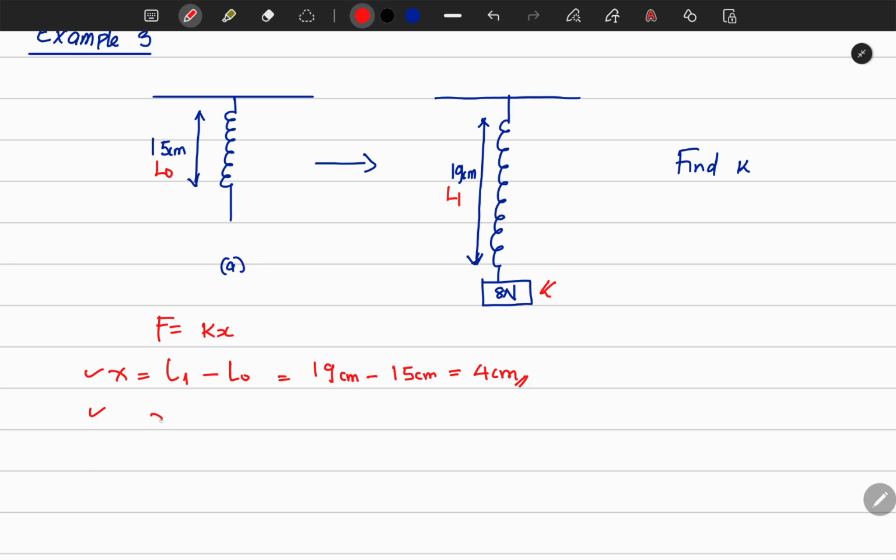Now that we found the extension, and the force is here, can we fail to find K? No, we cannot. So K becomes force divided by X. The force is 8. Here we have 4. We are getting 2 newtons per centimeter.